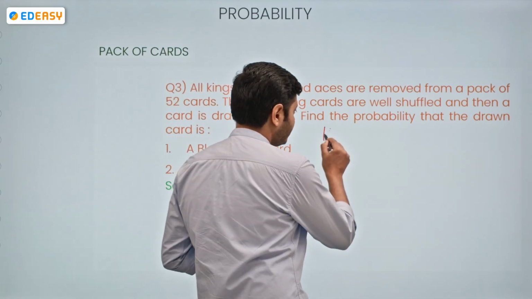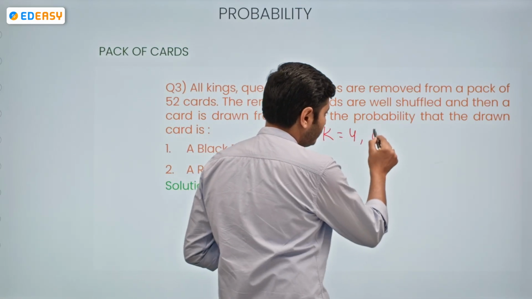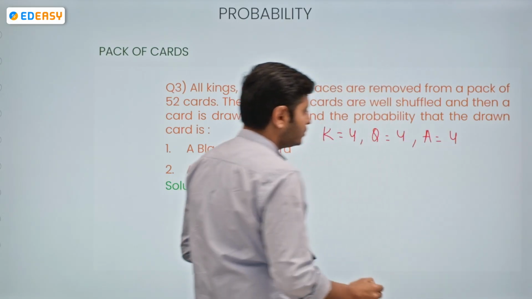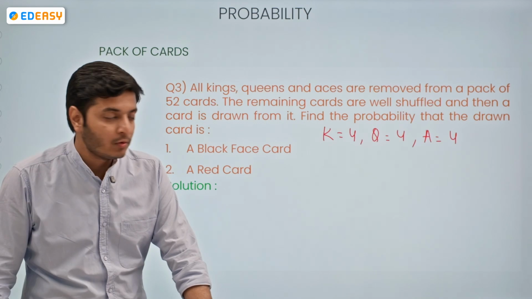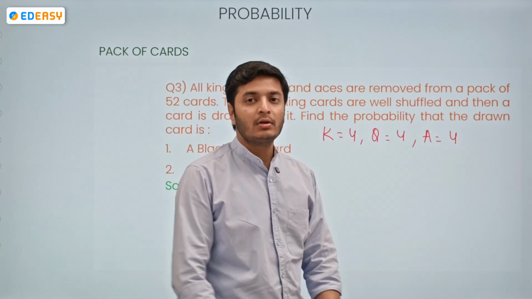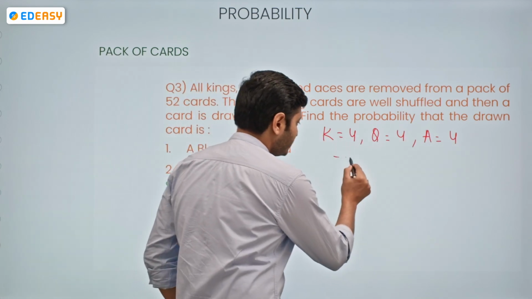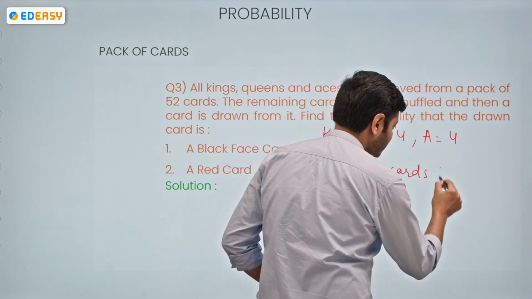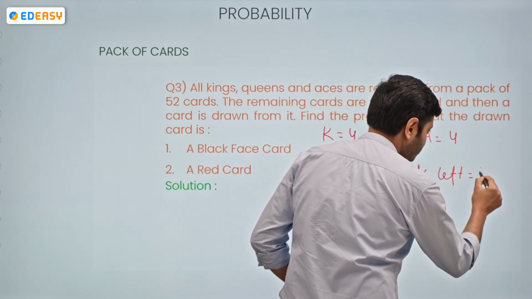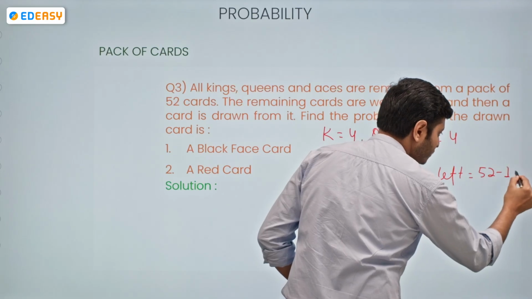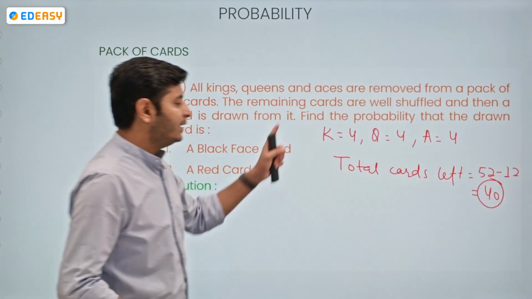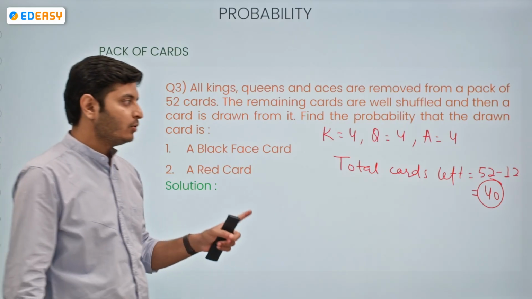How many kings are there? 4. How many queens are there? 4. How many aces are there? 4. So total number of cards that we are removing is 4 plus 4 plus 4, 12. Then what is the total number of cards left? Total cards left is equal to 52 minus 12, that is 40. Now we are having a deck of 40 cards only, not 52.